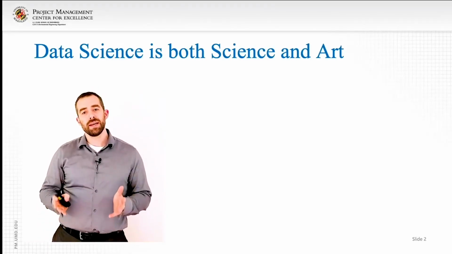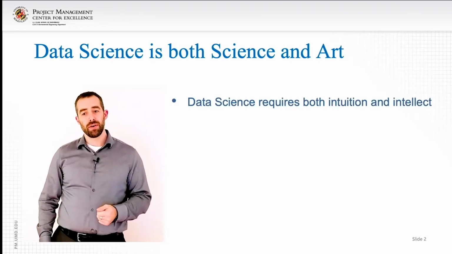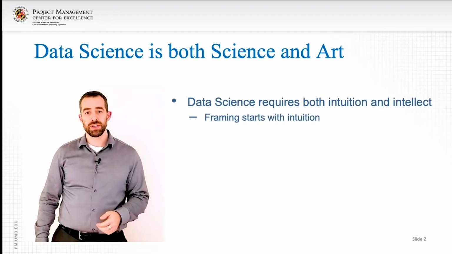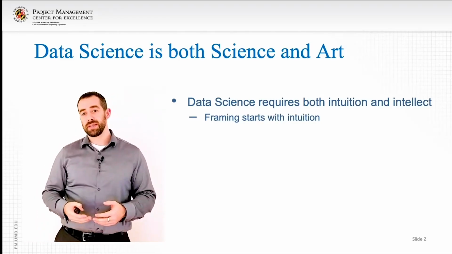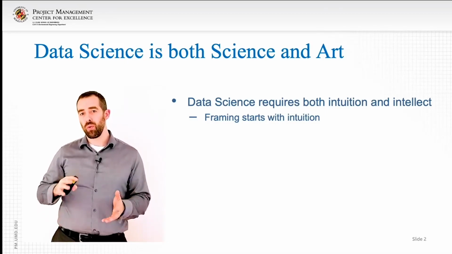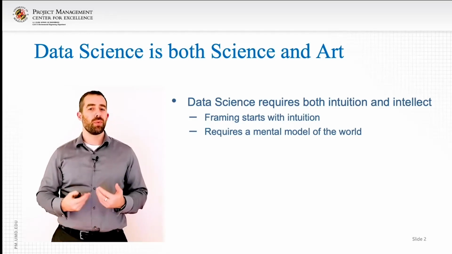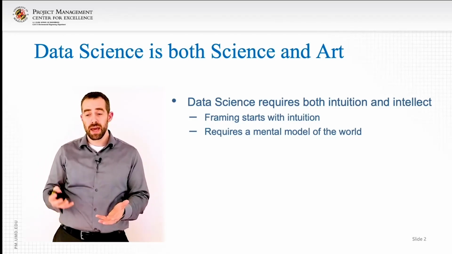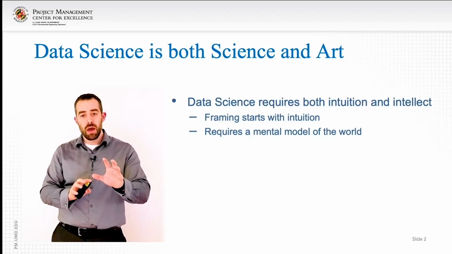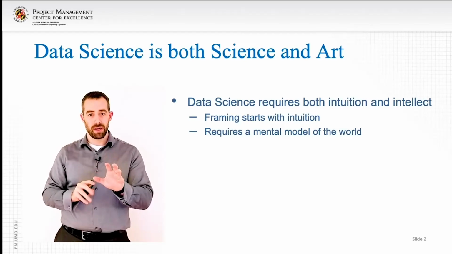So data science is both science and art. And what's important to note is that a lot of it requires intuition. This includes when we start off with framing the problem, which means how we think about and what aspect we're looking at in terms of the world around us, as well as creating a mental model of that world in terms of what are the different pieces and how do they all fit together so that we can begin to create a strategy for organizing our data.